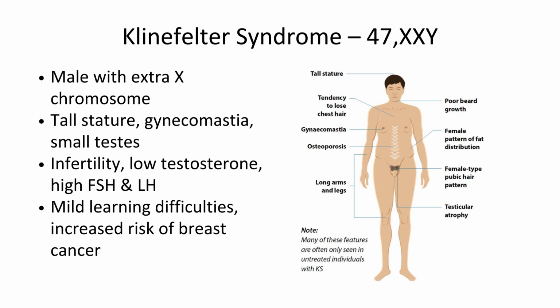Klinefelter syndrome results from an extra X chromosome in males, a 47,XXY karyotype. These males are typically tall with small testes, gynecomastia, and infertility due to low testosterone levels. FSH and LH levels are elevated due to gonadal failure. There's also a mild risk for breast cancer and learning difficulties. It's another classic Step 1 condition.